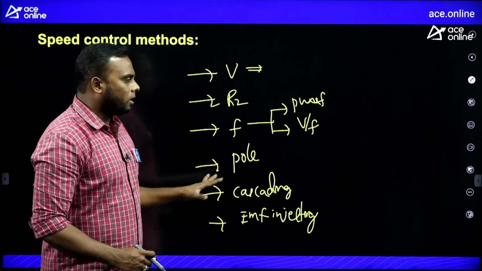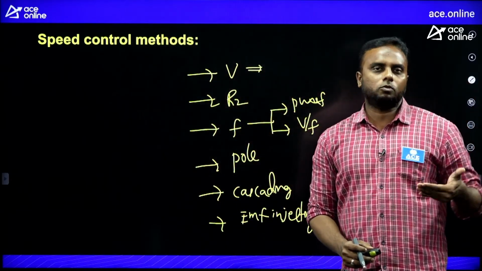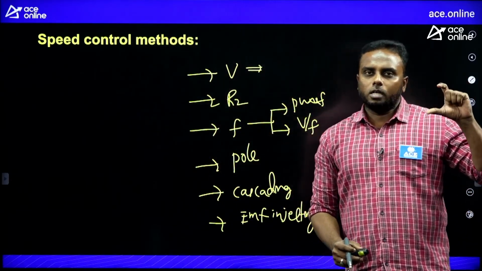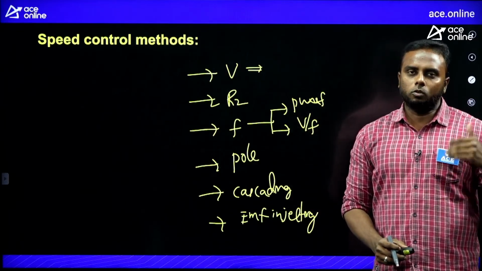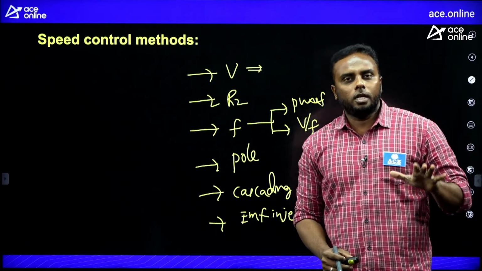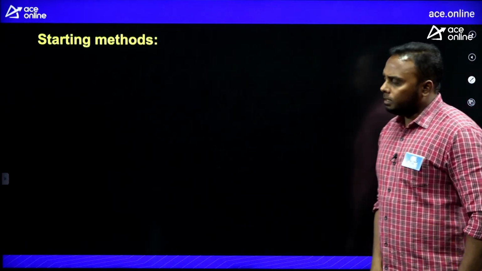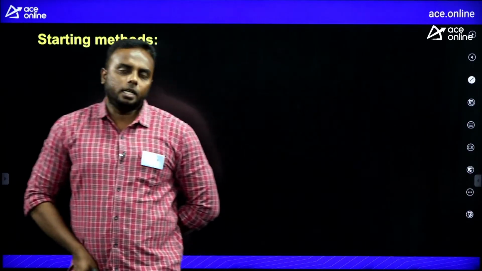So here you have to concentrate a little on which methods are for above rated speed and which methods are for below rated speed. Write these down on the side by looking at your notes. If you already have notes, check them and write which methods are for below rated, which are for above rated. Okay, next, finally, starting methods of induction motor.